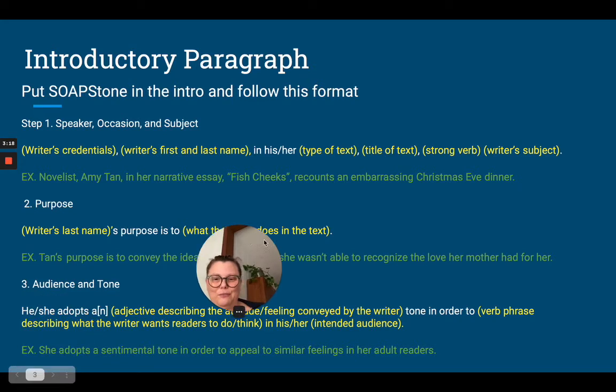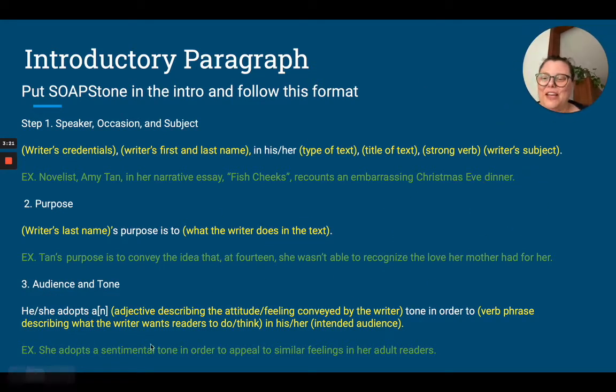Let me see if I can move myself up here in the corner. There we go. Okay. He or she adopts a, or an, adjective describing the attitude or feeling conveyed by the writer, tone, in order to verb phrase, describing what the writer wants the readers to do or think in his or her intended audience. She adopts a sentimental tone in order to appeal to similar feelings in her adult readers. Okay. So this is just an example, but you're putting in there all of the stuff from your soapstone pretty much.